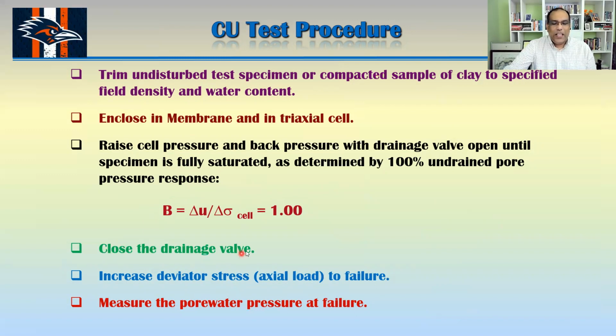Then close the drainage valve, and then increase the deviator stress. So when you are increasing the deviator stress, at that time your drainage is closed. So measure the pore water pressure at failure. Okay, so here we have to measure the pore water pressure at failure as well as the deviator stress at failure.